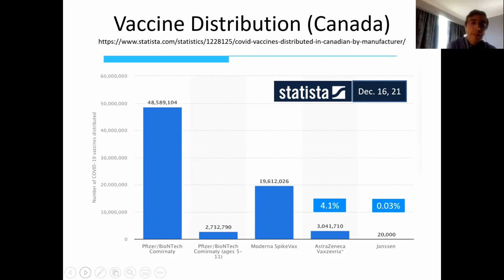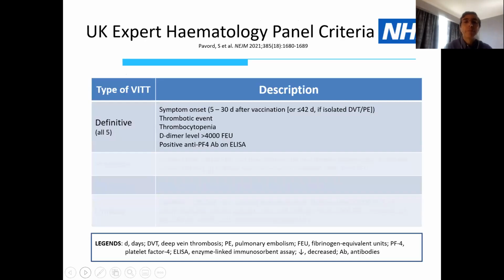So if we use the 1 in 50,000 to 1 in 100,000 incidence quoted from the UK, this is a calculation of between 30 and 60 cases occurring nationally, and in Ontario, somewhere between 11 to 22 cases. Next slide, please. Just playing with the numbers.